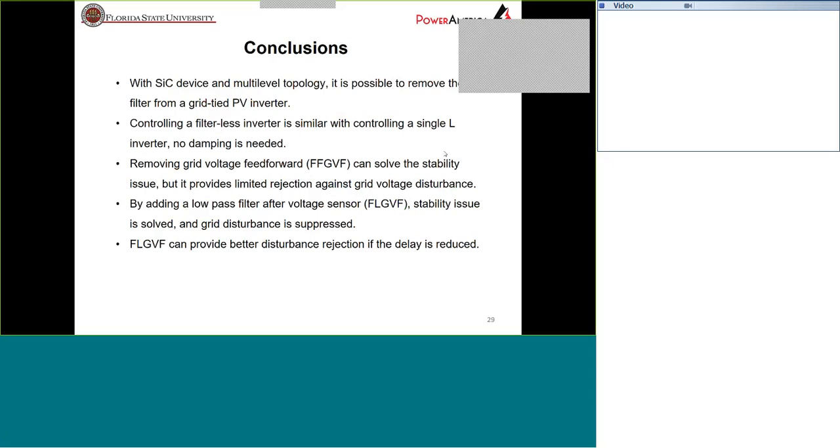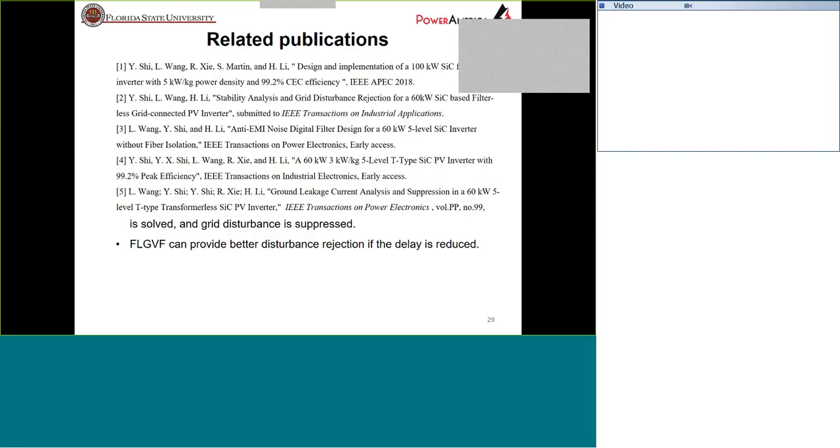And we have two methods. The first method is quite straightforward. It can solve the issues, but it has limited rejection against the grid voltage disturbance. And the second method can suppress the grid disturbance. And if we can have a faster controller, if we can make the delay smaller, then the FFGVF will have more effect. Here are some related publications about today's topic, and thank you all.